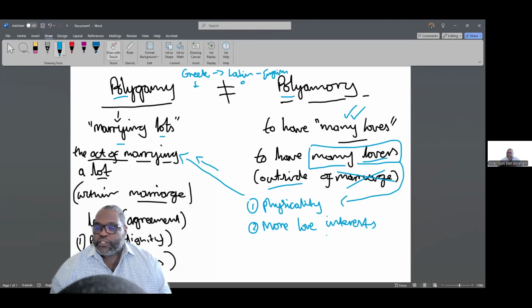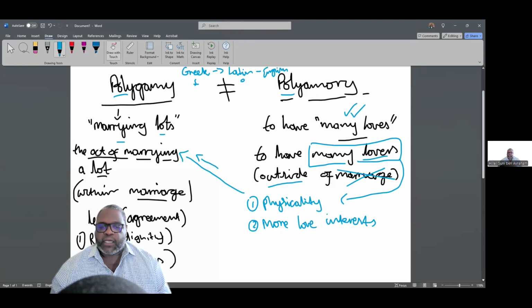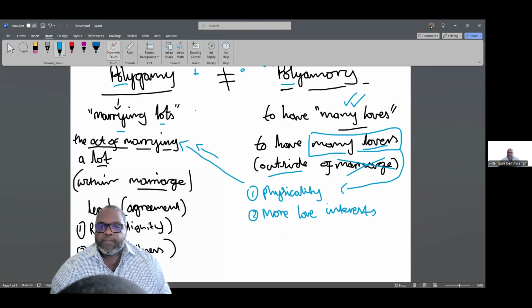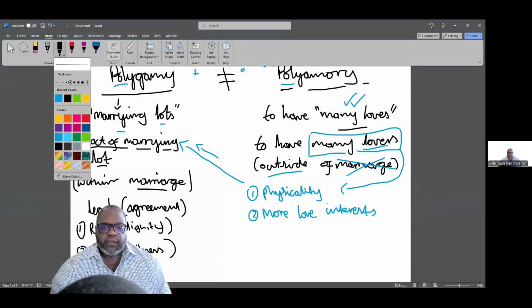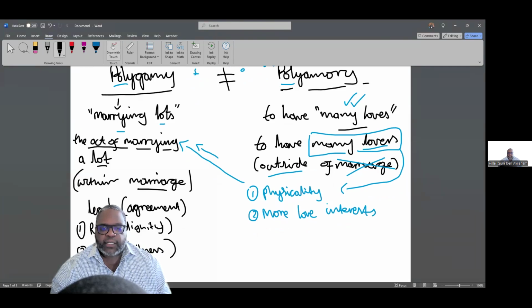So you have more love interests. Typically in the Western world, polyamory does not exist in the Eastern world. Okay. So polygamy is number 3, Afro-Asiatic. It's an Afro-Asiatic culture. What does Afro-Asiatic mean? Plain and simple, it's an Eastern tradition.